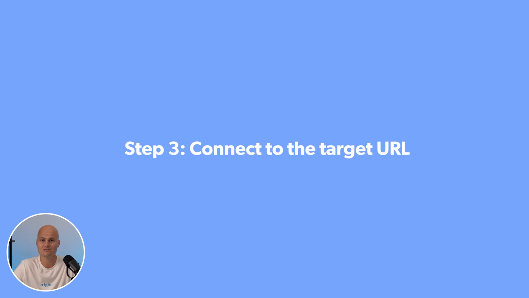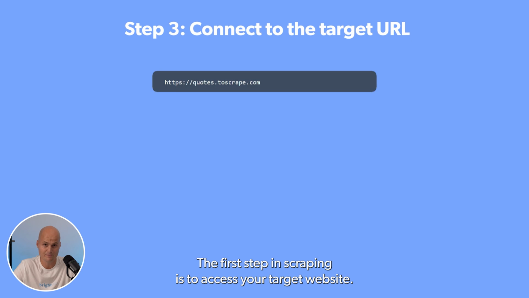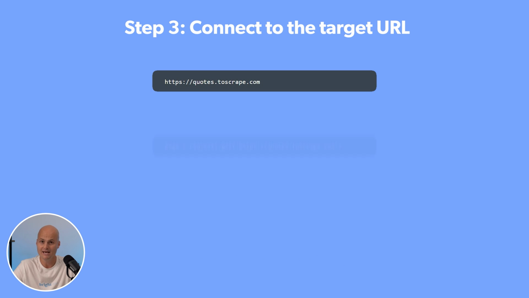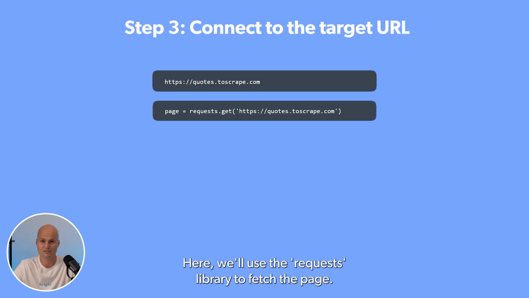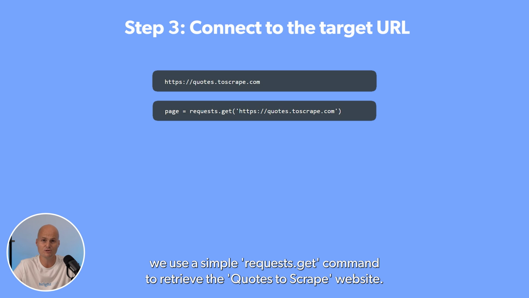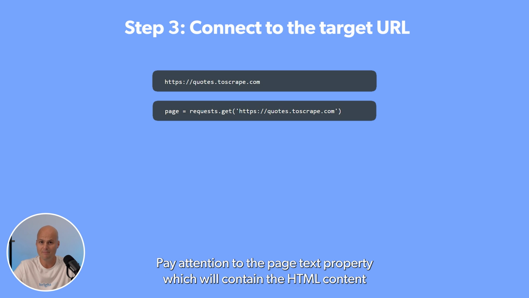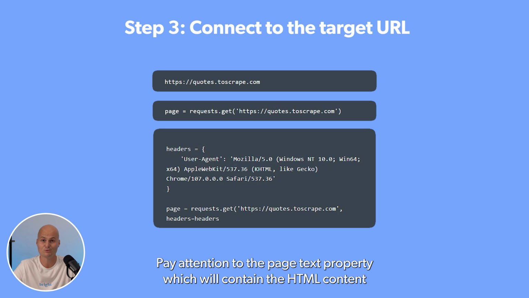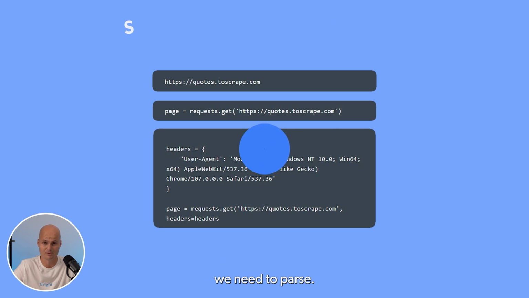Step 3, connect to the target URL. The first step in scraping is to access your target website. Here we'll use the requests library to fetch the page. As you can see on the screen, we use a simple requests.get command to retrieve the Quotes to Scrape website. Pay attention to the page.text property, which will contain the HTML content we need to parse.